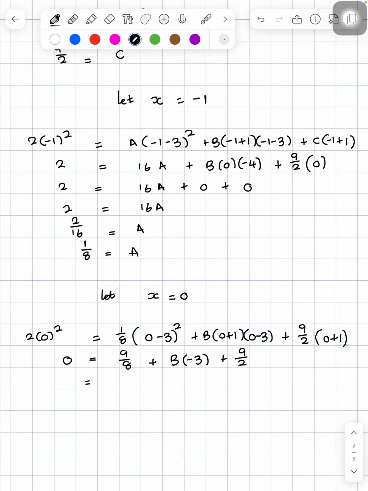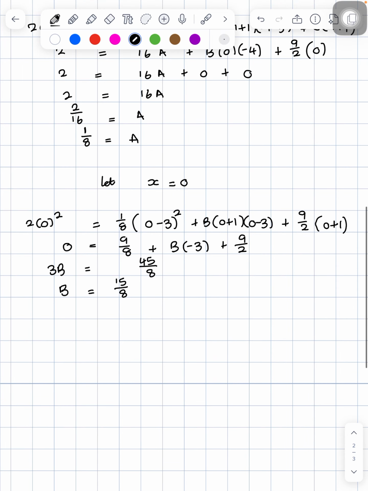Okay. So maybe let's simplify. 9 over 8, just punch it in your calculator, 9 over 8 plus 9 over 2. So what? 45 over 8. So we have 45 over 8. Right, then we're going to bring this minus 3b to the other side, so that becomes positive 3b. So b equal, so we're going to divide 45 over 8. So in your calculator, you just divide by what? By 3. So our b is 15 over 8.